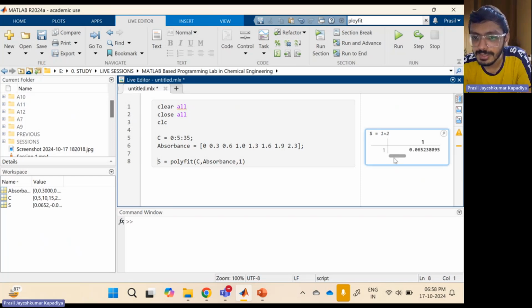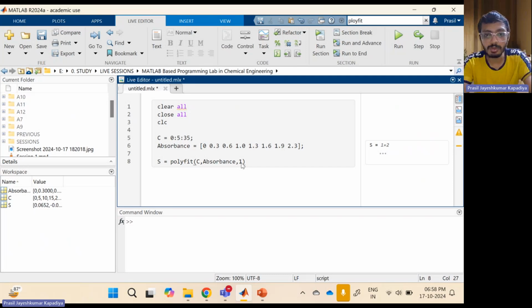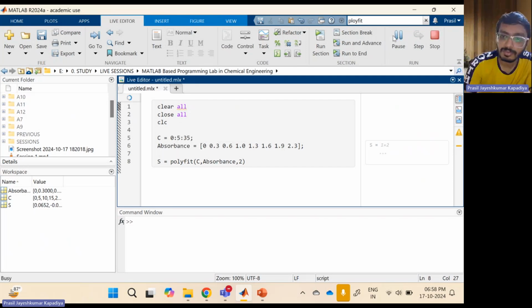So see, I am getting coefficient of 1 as 0.065, and this is my A value and my B value is minus 0.0166. Okay, so this is how you can solve. Let's see if I am solving for second order polynomial. Let's see what we are getting.